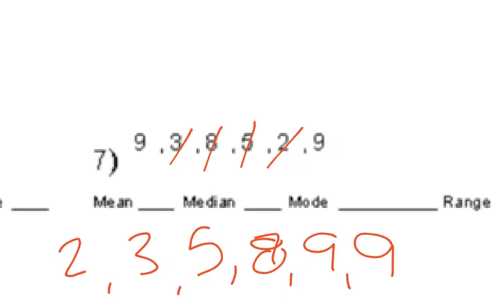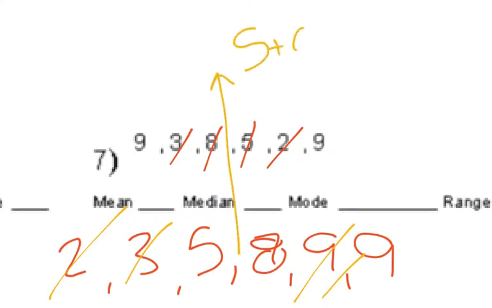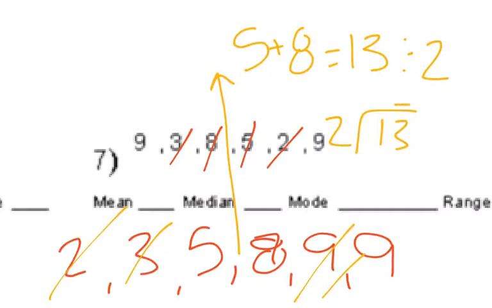Hey diddle diddle, the median's the middle. So I have 2 numbers in the middle. So 5 plus 8 equals 13, and 13 divided by 2. 2 can go into 13 6 times, which would give me 12, and I'm going to have 1 left over, or a half. So 6.5 is my median.